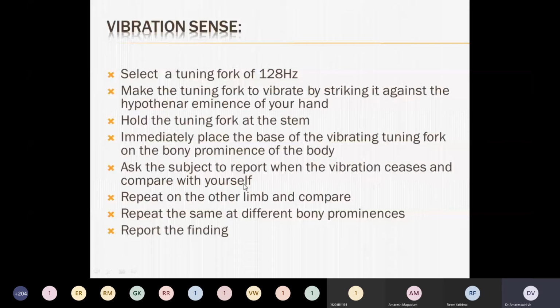That is, once he says the vibration has ceased, you have to keep the fork on the same bony prominence and feel whether you can still feel vibration. The examiner has to feel it, repeat on the other limb and compare. Repeat the same at different bony prominences and report the finding.